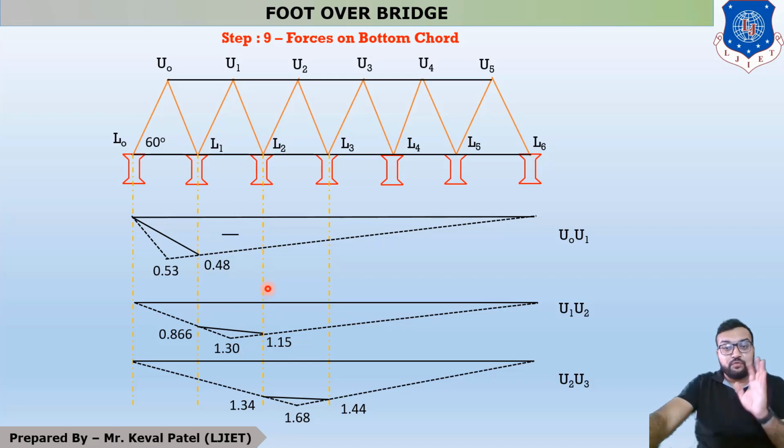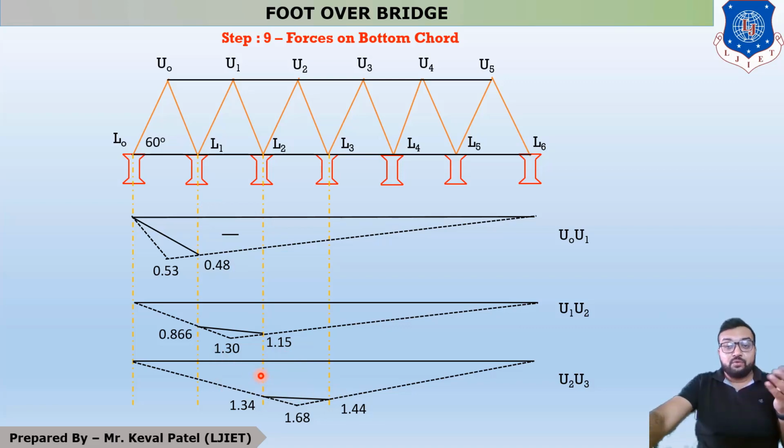What is the value for L2 L3? So the answer is 1.15. Okay, and similar calculation for the third member, which is L2 L3. So students, you can see that your maximum area is for U2 U3.